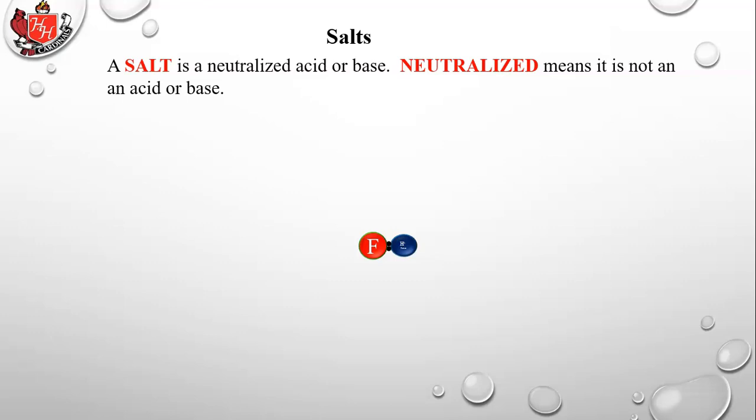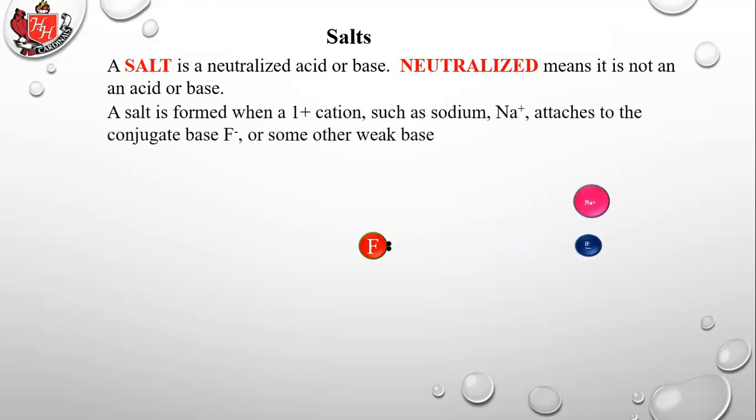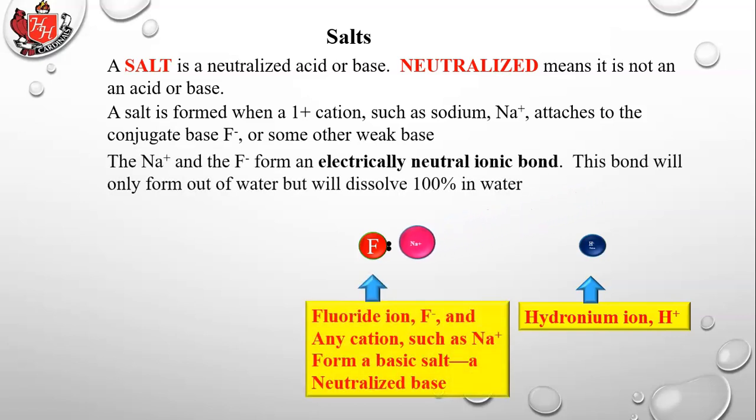So there you have a weak acid, and it gives off a proton. A salt is formed when a 1 plus cation such as sodium, in other words something else with a positive 1 plus charge other than a proton, attaches to the conjugate base or some other weak base. So there, the hydrofluoric acid lost its proton. Now it's a fluoride ion, F-. A positively charged Na+, remember sodium takes on a 1 plus charge, is going to take the place of the proton. So the Na+ and the F- form an electrically neutral ionic bond.